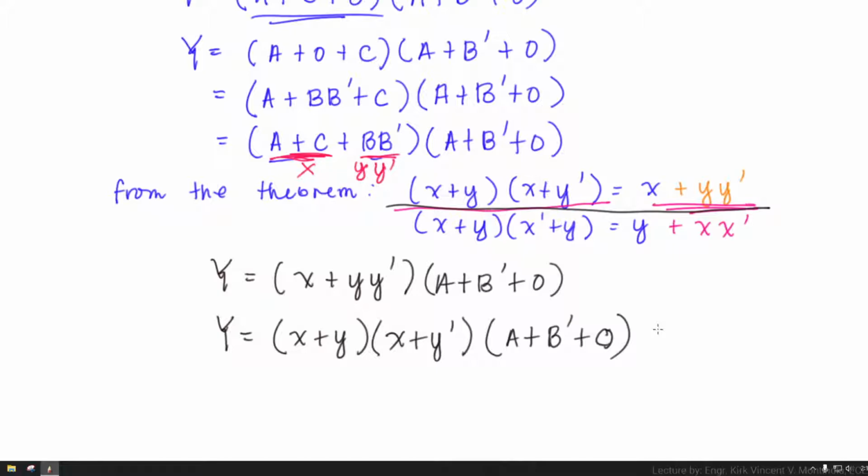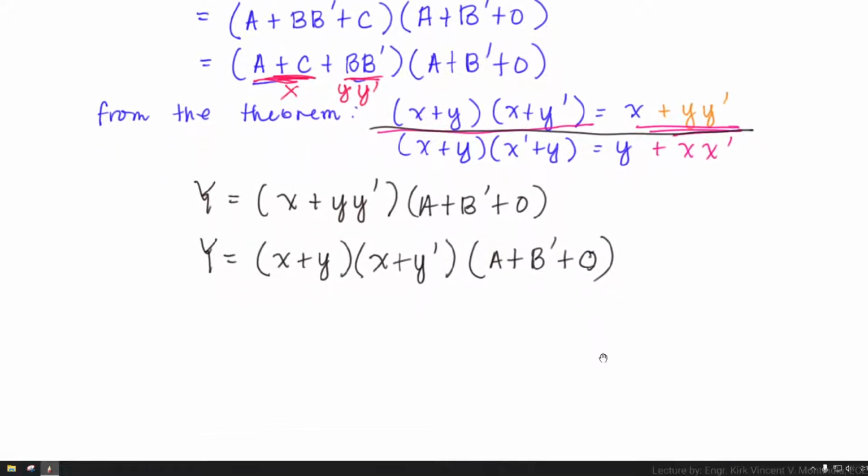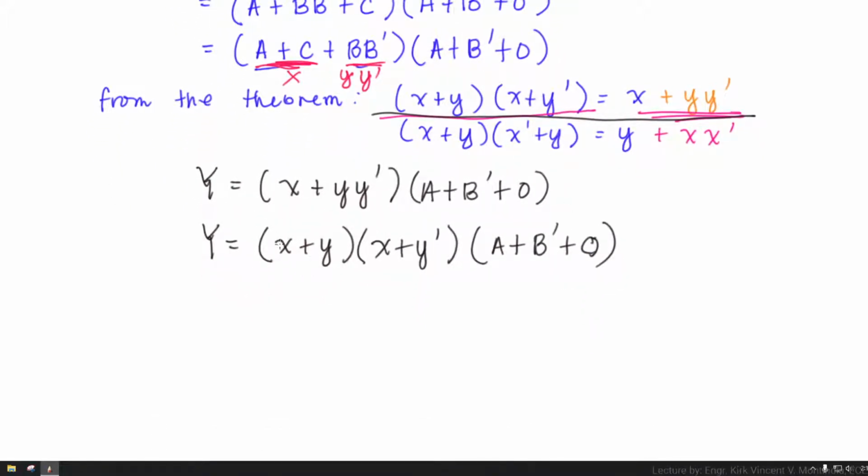Okay, nagets nyo? I hope nagets nyo. Then, you cannot let this one na ganito lang siya, because na-represent lang natin. Then, we need to revert that back into A, B, C. So, we know that our X is represented by A plus C. Okay, so you revert that one as A plus C. Then, ang Y mo ay B.